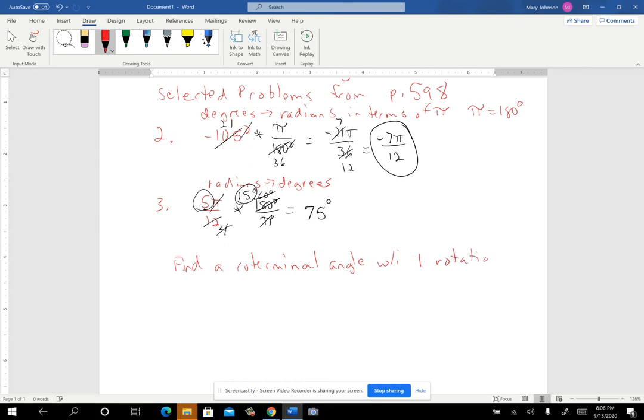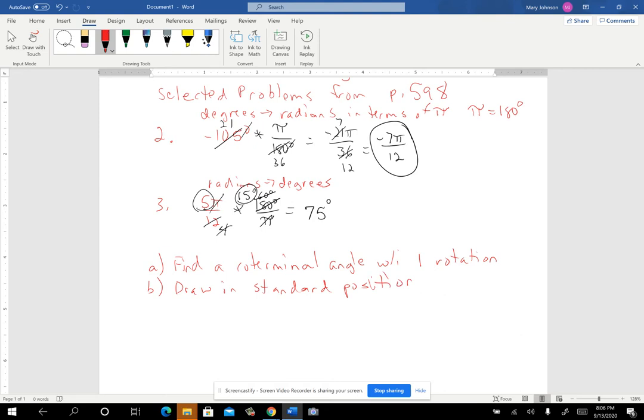So if it were degrees, it'd be less than 360. If it were radians, you'd want it less than 2 pi. Okay, that's part A. Okay, next thing they want us to do is to draw it in standard position. I do that to start with.